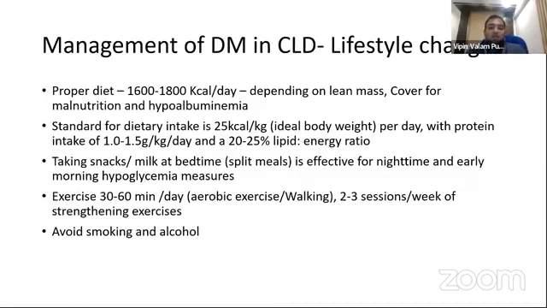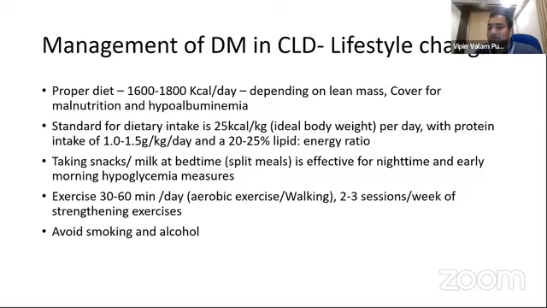And the management starts with lifestyle changes. We know that the proper diet is the most important part to start with, depending upon the lean body mass of the patient, because the patient will be having ascites, edema, etc. So calculate the lean mass of the patient, and depending upon lean body mass, you can do the calorie calculation. Generally, 1,600 to 1,800 kilocalories per day will do. And you should also cover for malnutrition.